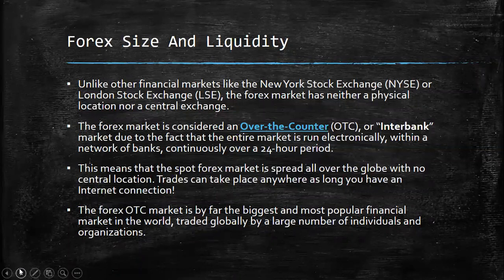It's not specialized for just London or just United States. The Forex market is considered an over-the-counter or interbank market due to the fact that the entire market is run electronically and within the network of banks continuously over a 24-hour period. This means that the spot Forex market is spread all over the globe with no central location. So basically, wherever you have internet, trades can be taken, okay? The Forex market is by far the biggest and most popular financial market in the world. It's traded globally by a large number of investors and also a few organizations as well.